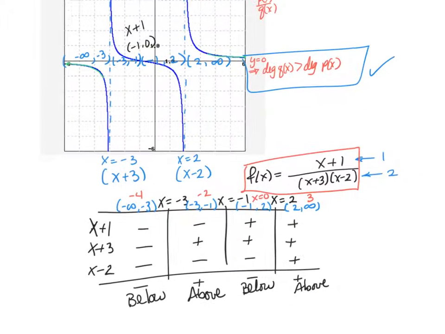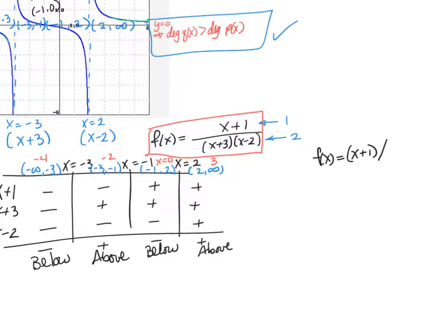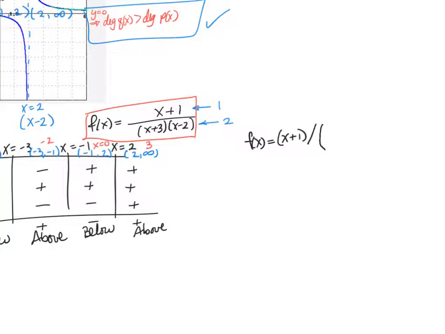Now when you put it into WebWork though, you do need to make sure that you put it in as f of x is equal to x plus 1 with parentheses, division bar, and now you're going to have one set of parentheses to tell you that x plus 3 and x minus 2 are all in the denominator. So you're going to have to do those double parentheses in there.